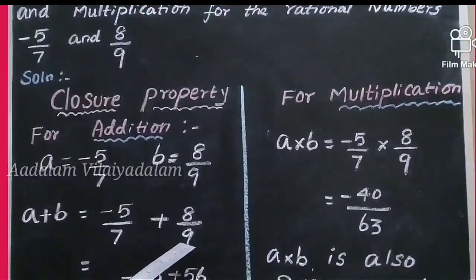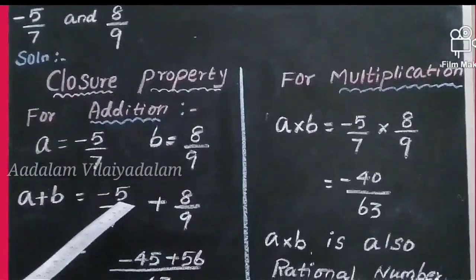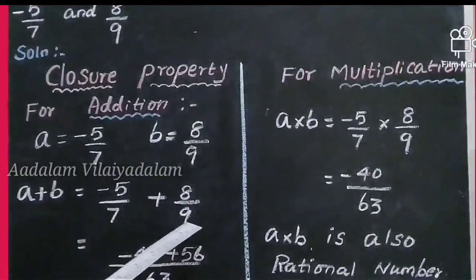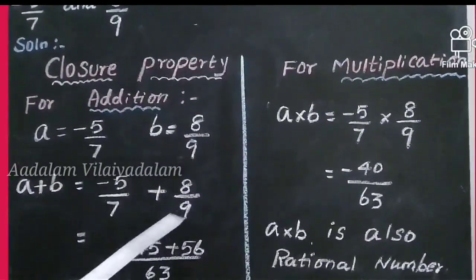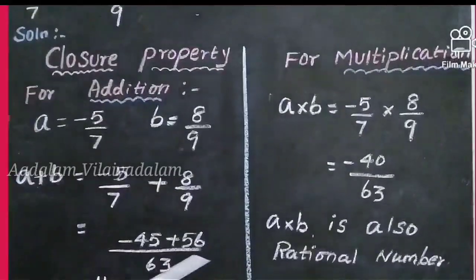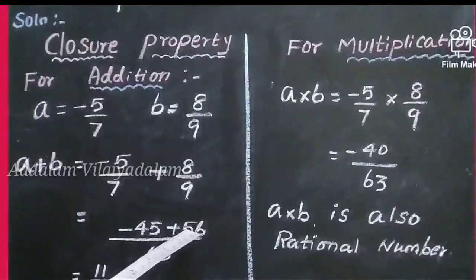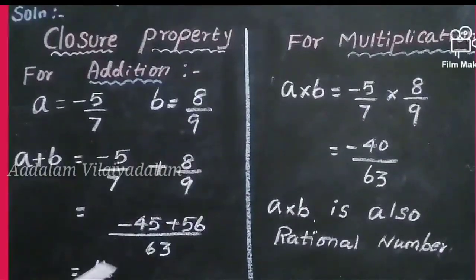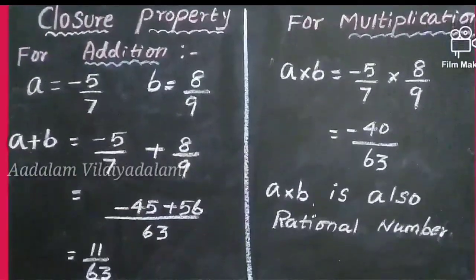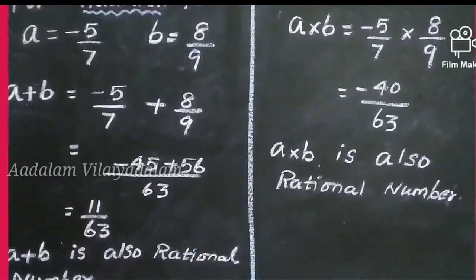Here the denominators are different. We have to arrange the same denominator. So by the cross multiplication method: minus 5 nines are 45, plus 7 eights are 56, divided by 7 nines are 63. So plus 56 minus 45, the answer is 11. So 11/63. 11/63 is also a rational number.